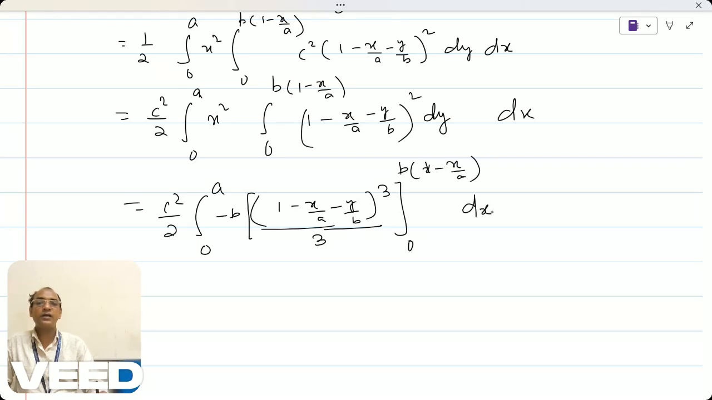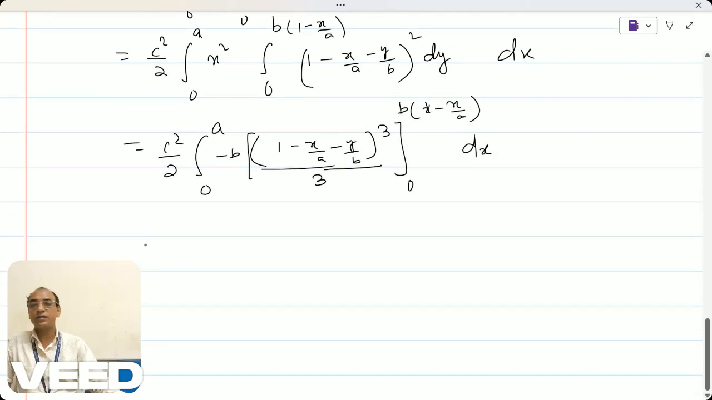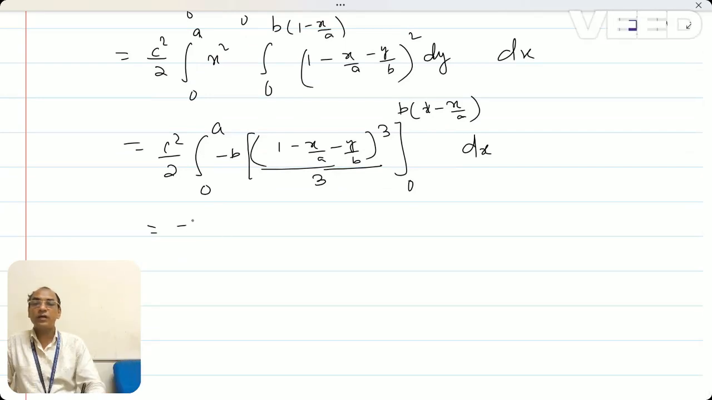Then I will integrate it with respect to x. So here what will we get? This minus b I can take out. So minus b c square by, this 3 is also there, so I will take it out, 6. This will be 6, and now integration 0 to a. So these are the limits of y, because I integrated with respect to y.